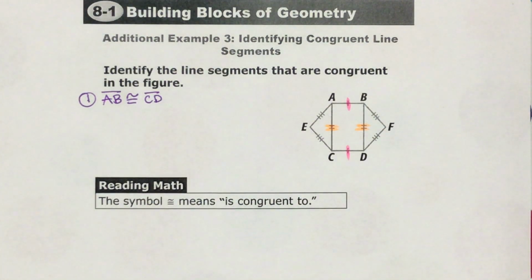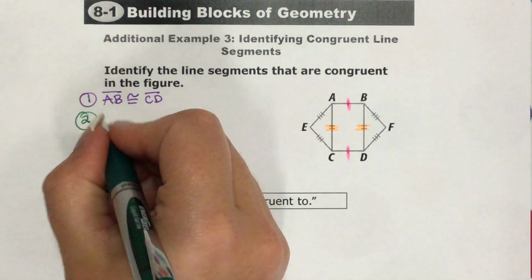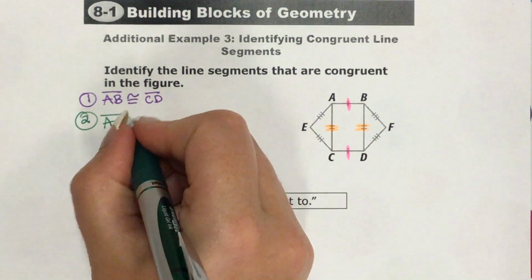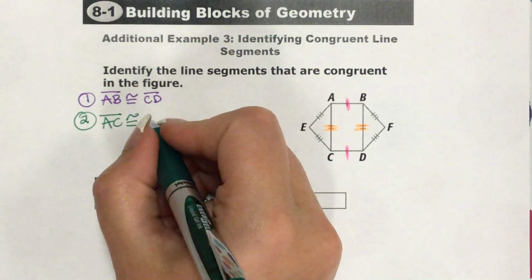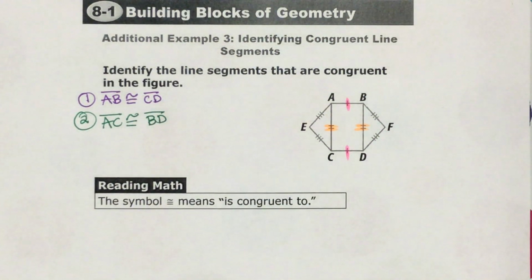Let's go ahead and write it down. That would be the second one. Line segment AC is congruent to line segment BD. Boom. Okay, do you see anything else?